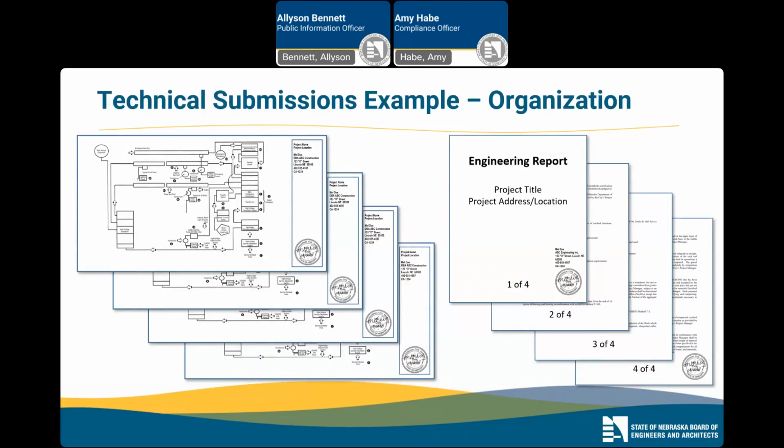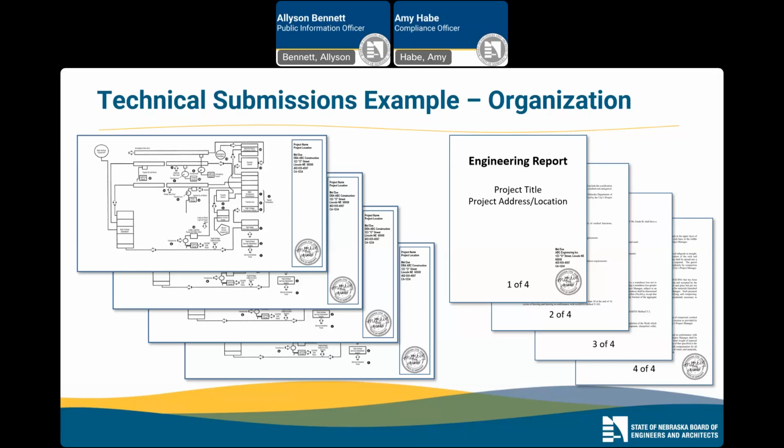All right, so we have another example of technical submissions, except this is if the work is being performed through an organization. So on the left, we have drawings again. On the right, engineering report. On the left, you can see the drawings have the project name, project address or location, the licensee's name, the organization's name they're doing business as, the organization's contact information, organization's CA number, and the licensee's seal. And this is going to be on each page of the drawing.